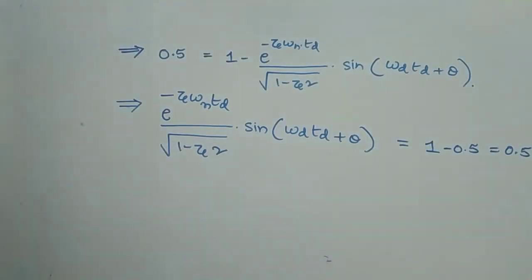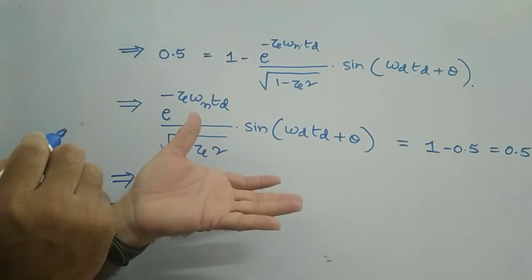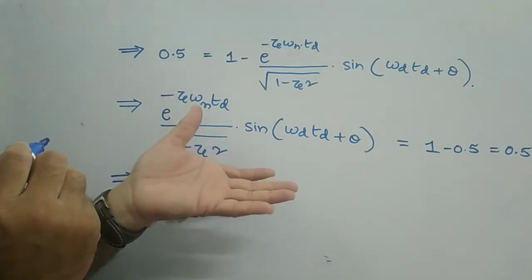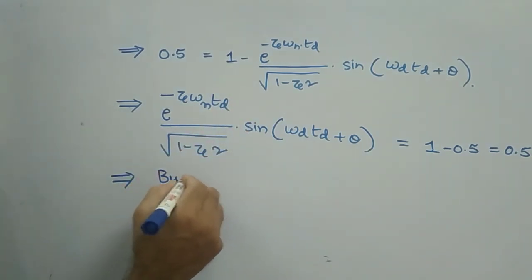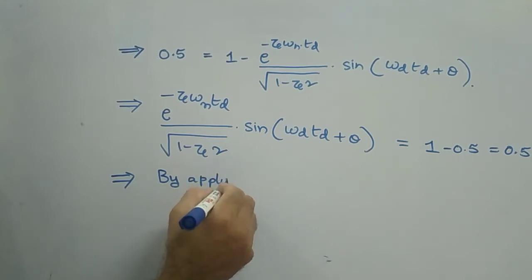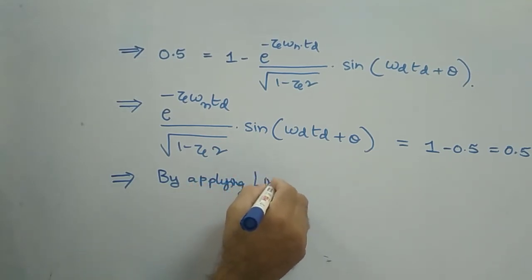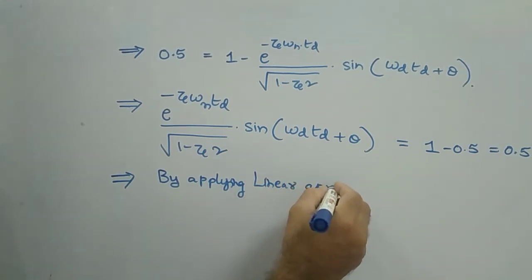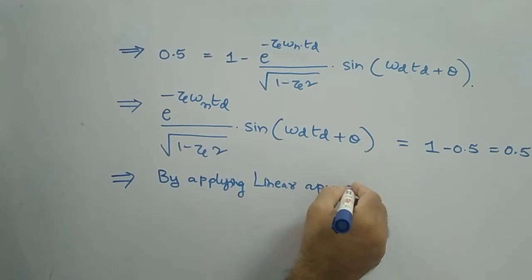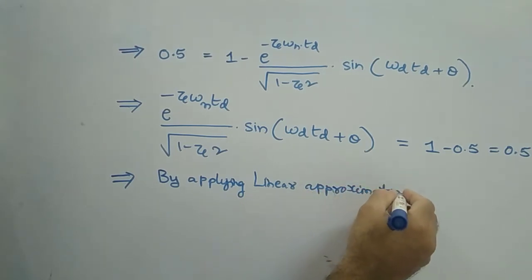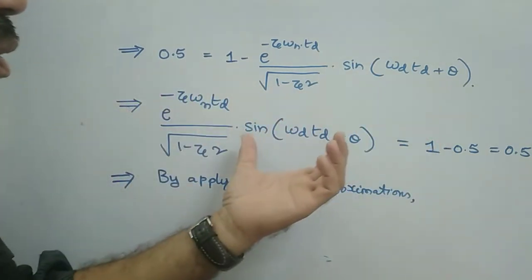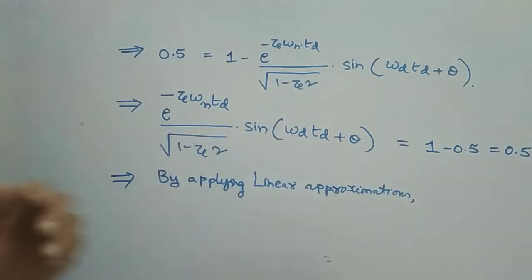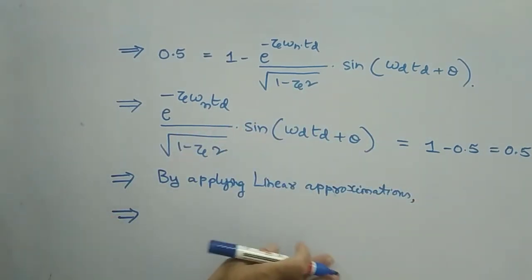Clear? 0.5. Now, from this, we need to do some mathematical simplification, and some linear approximations will be applied here. Some approximations will be required, because everything can be taken to the right side, and you substitute this, and by applying that you will get, finally I will write the expression.